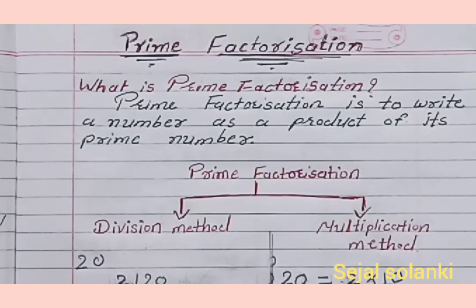So, prime factorization means writing a number as the product of its prime numbers. We are breaking up a number into its prime factors, and every composite number can be expressed as a product of primes. So, thank you students.